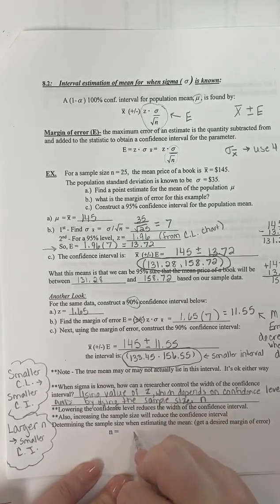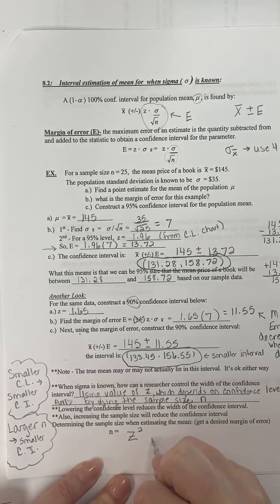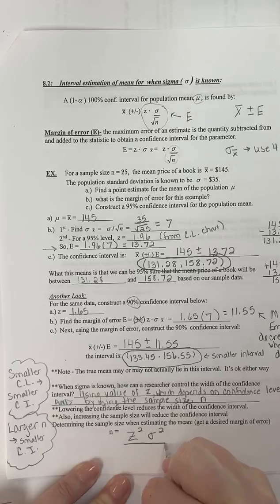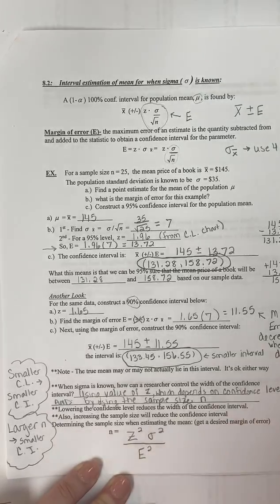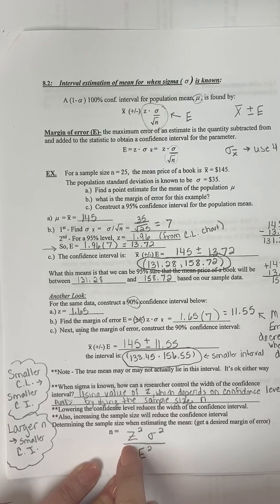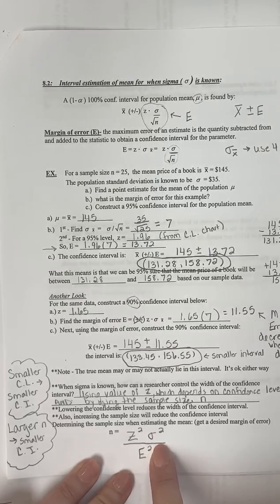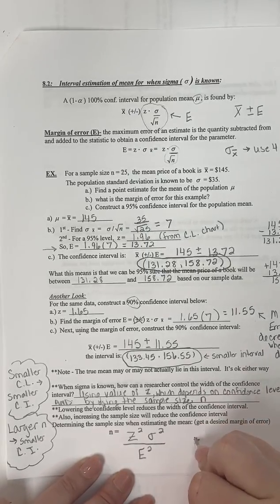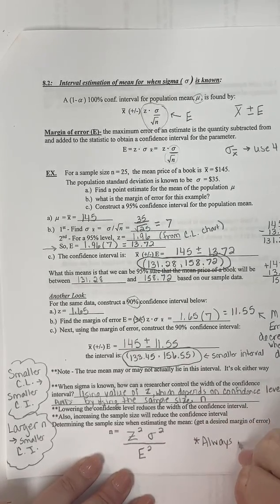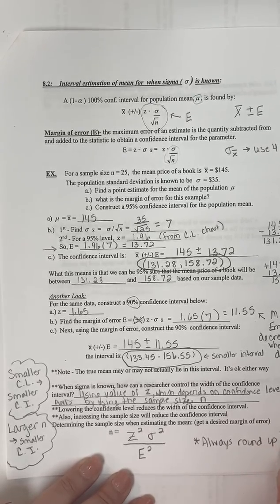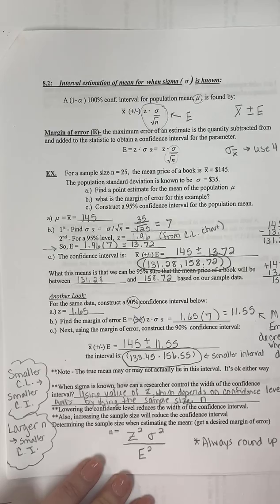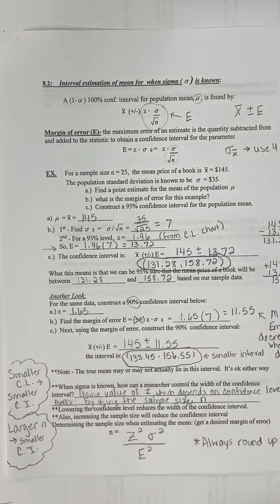So the formula is going to be n equals z squared times sigma squared over margin of error squared. So this is going to come from the percentage, your confidence level. This is sigma, just straight population standard deviation. And here's your margin of error. And then as usual, always round up to a whole number. Even if it's 4.1, round it up to 5. Okay, always round up.